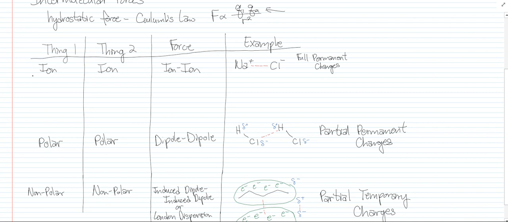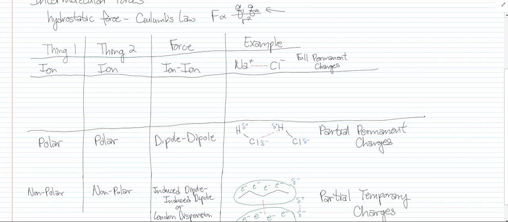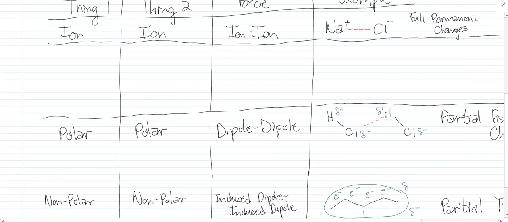We can have two ions that are attracted to each other. We could have two polar things that are attracted to each other. So it's conceivable that we could also have thing 1 be an ion and thing 2 be polar. What do you think we would call that? We would call that an ion dipole intermolecular force. So an example of that, well, I can just use these.